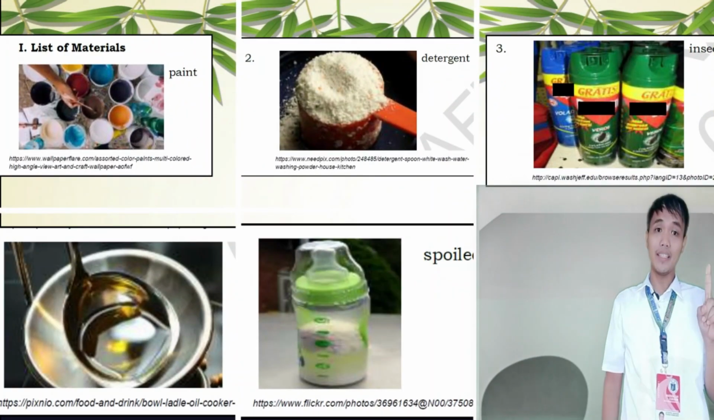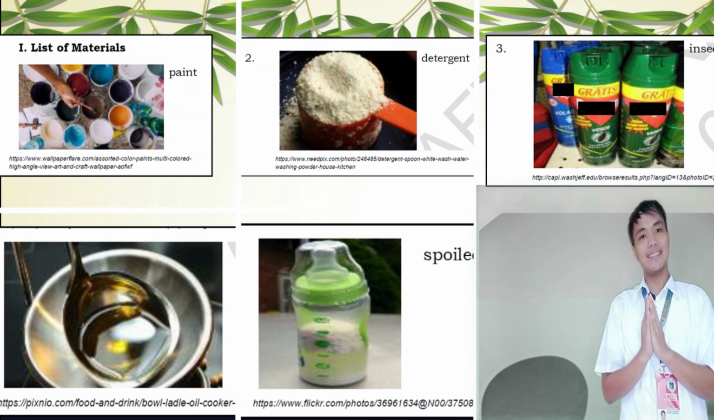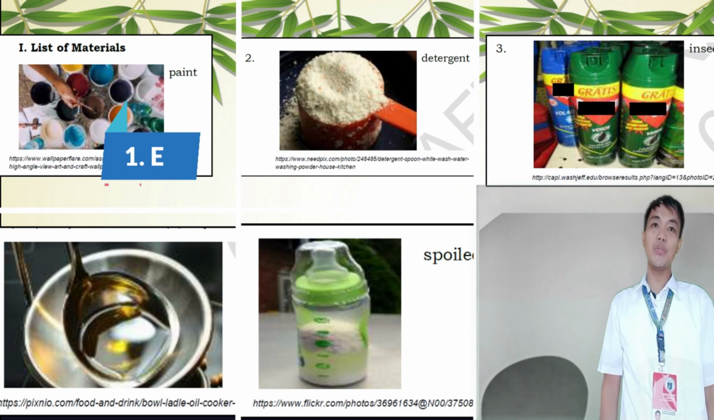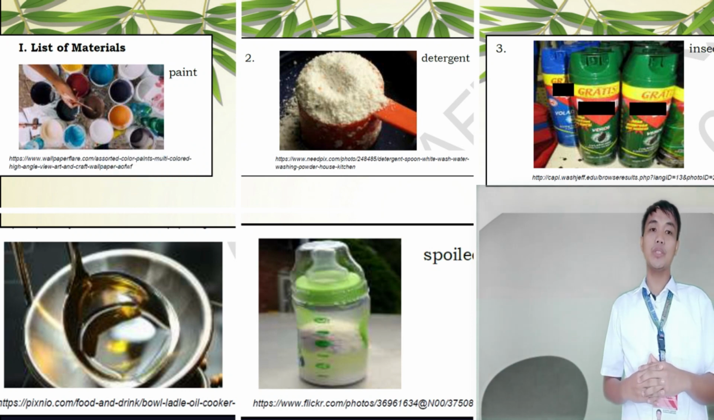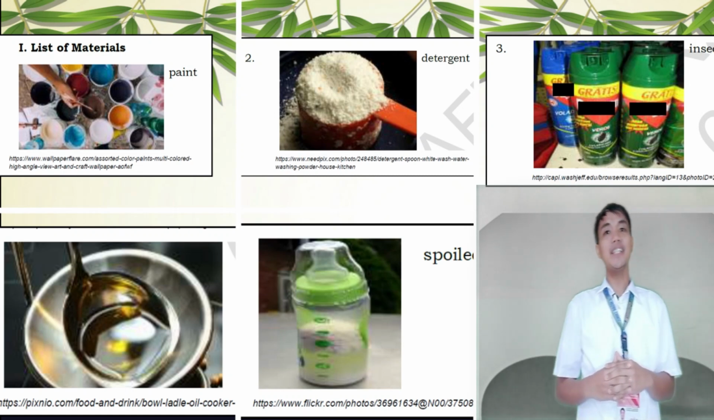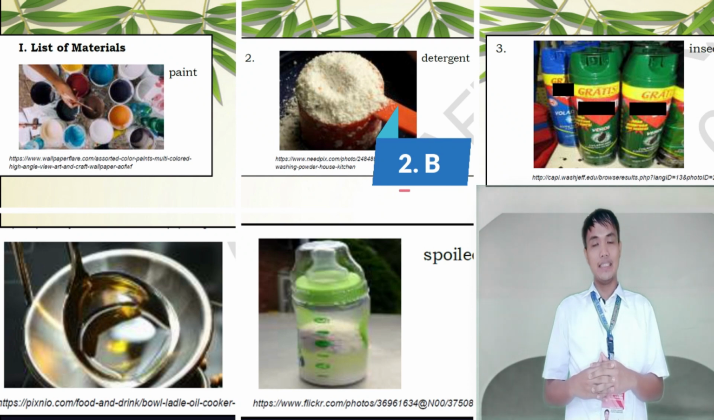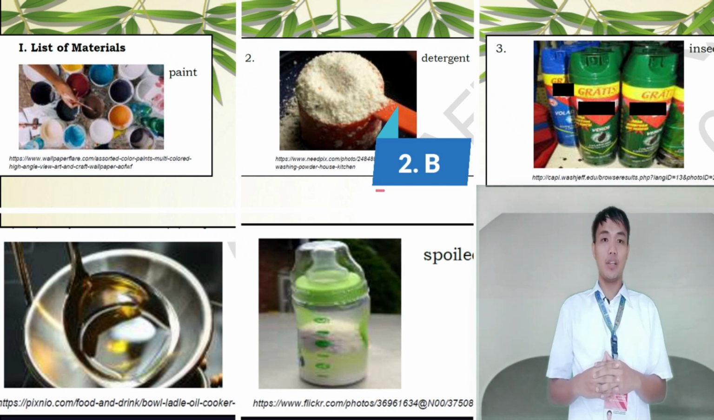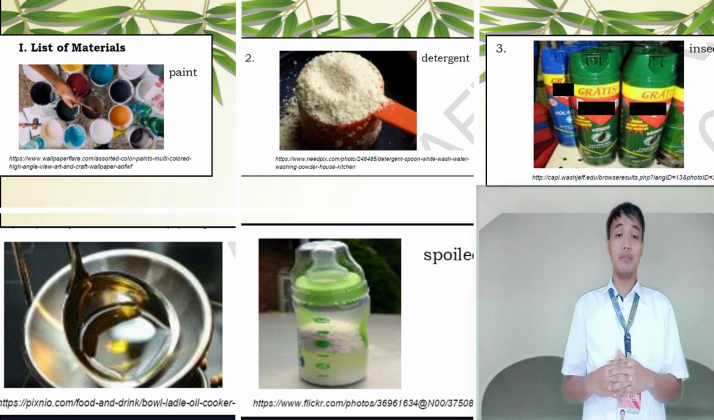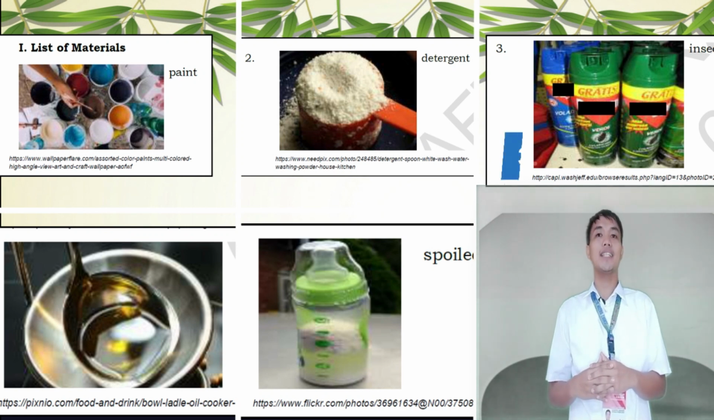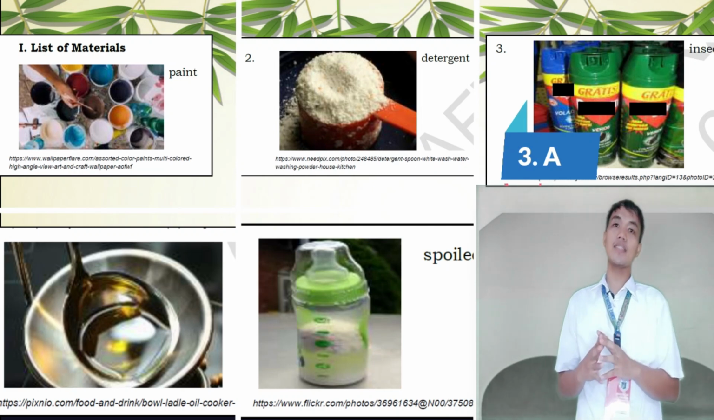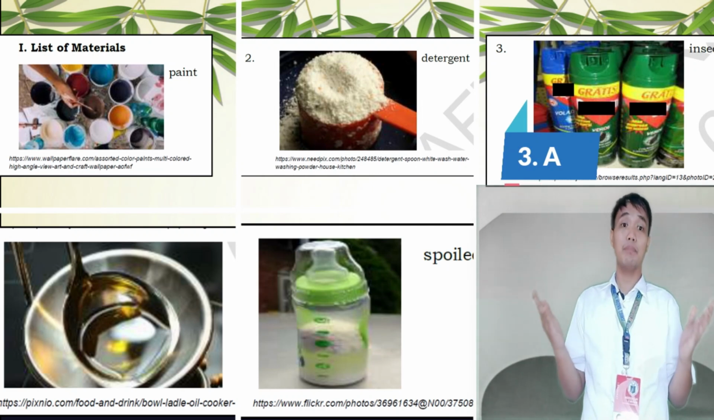On number 1, how do we use paint? It is letter E. It is used to protect the wall and roofs. How about number 2, detergent? It is letter B. It cleans dirty clothes. How about number 3, insecticide? It is letter A. It kills insects and pests.